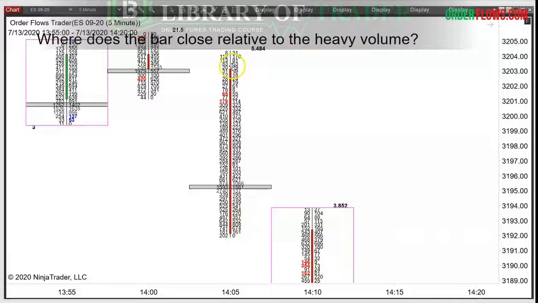We're getting through all this volume, just chewing right through it and closing down at the bottom. You want the bar to close below the heavy volume on a down bar, or on an up bar, you want it to close above the heavy volume. You see the heavy volume was down here on this green bar, 1600, 1400, 800. We're closing all the way above there.